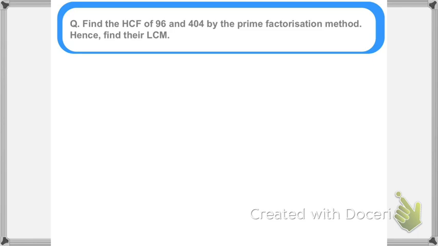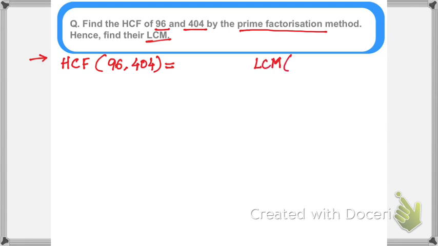Okay. So our next question is, find the HCF of 96 and 404. We need to find out the HCF of these two numbers by prime factorization method and hence find their LCM. Okay. We'll try this question also. Now, we have to find first the HCF of 96 and 404. And after finding out the HCF, we will also find out the LCM of these two numbers. Okay, we will do that.